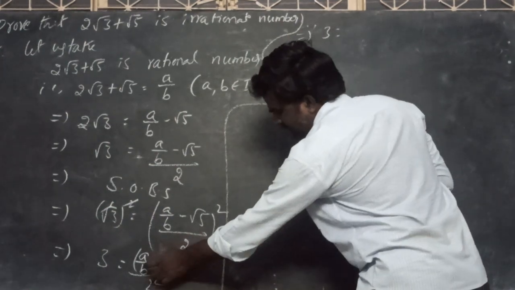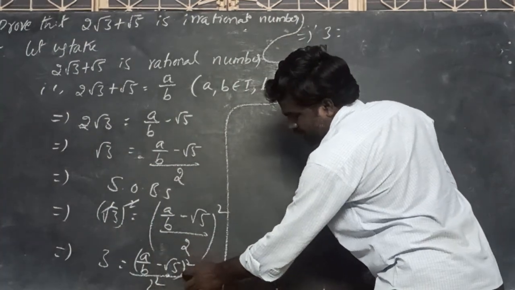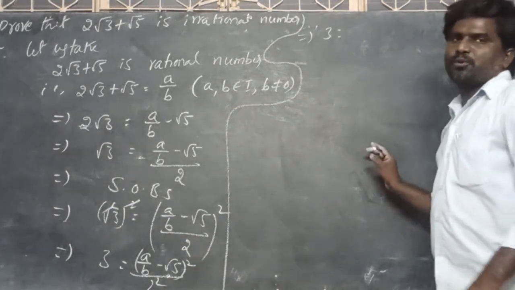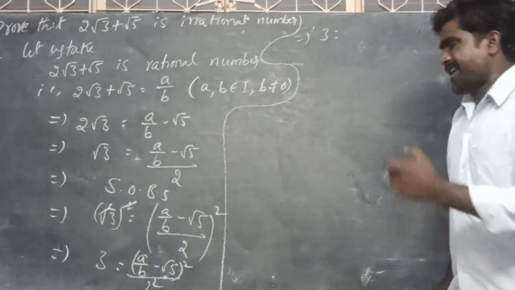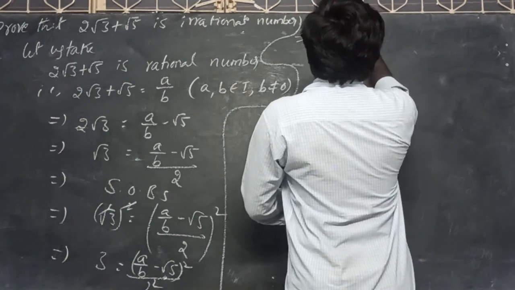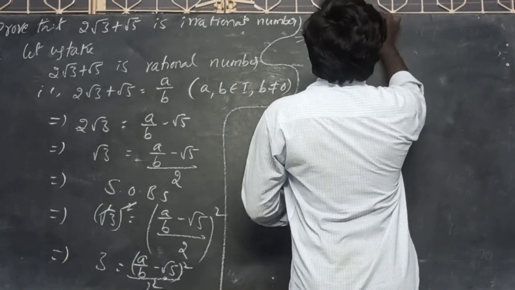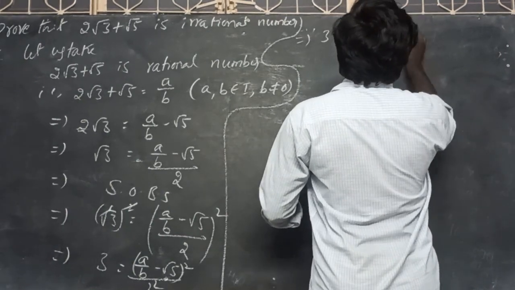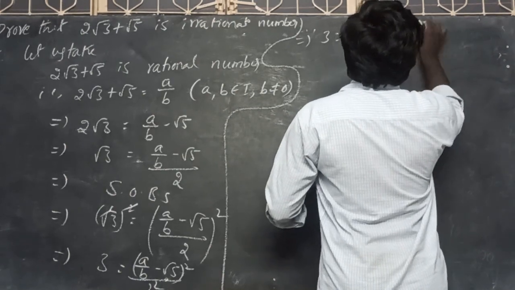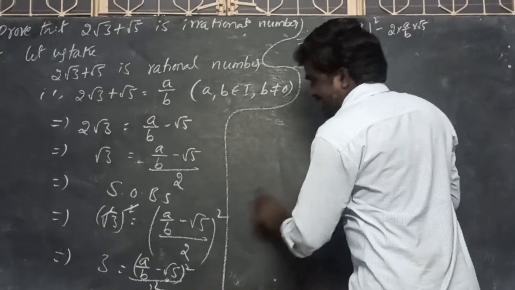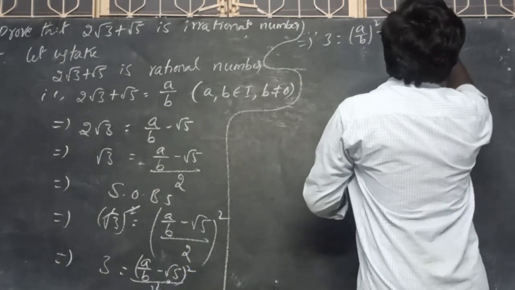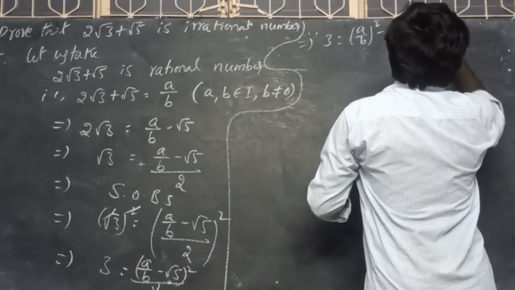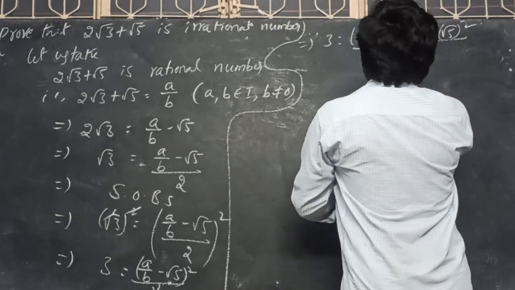Here you can use the formula x minus y whole square. That is x minus y whole square formula is what? X square minus 2xy plus y square. Okay, so here a by b whole square minus 2 into a by b into root 5. Here x is what? A by b. Y is what? Root 5. Okay, plus root 5 whole square by 2 square 4.